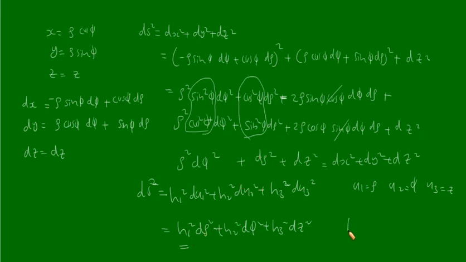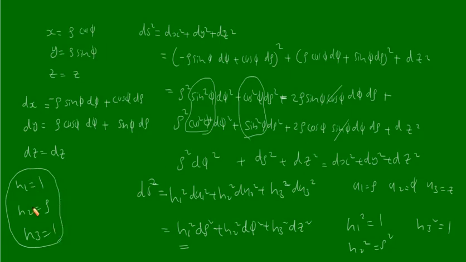The coefficient of d rho square is 1, so h1 square is equal to 1. h2 square is the coefficient of d phi square, which is rho square, and h3 square is the coefficient of dz square, which is 1. So the result is h1 is equal to 1, h2 is equal to rho, and h3 is equal to 1 in the cylindrical coordinate system.